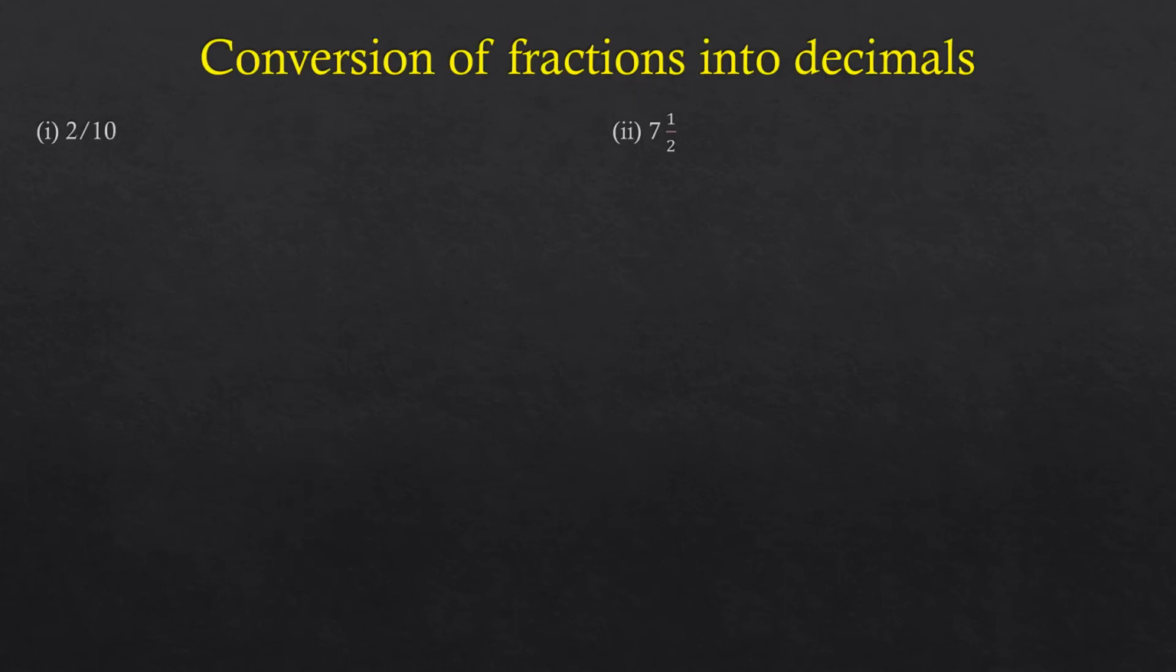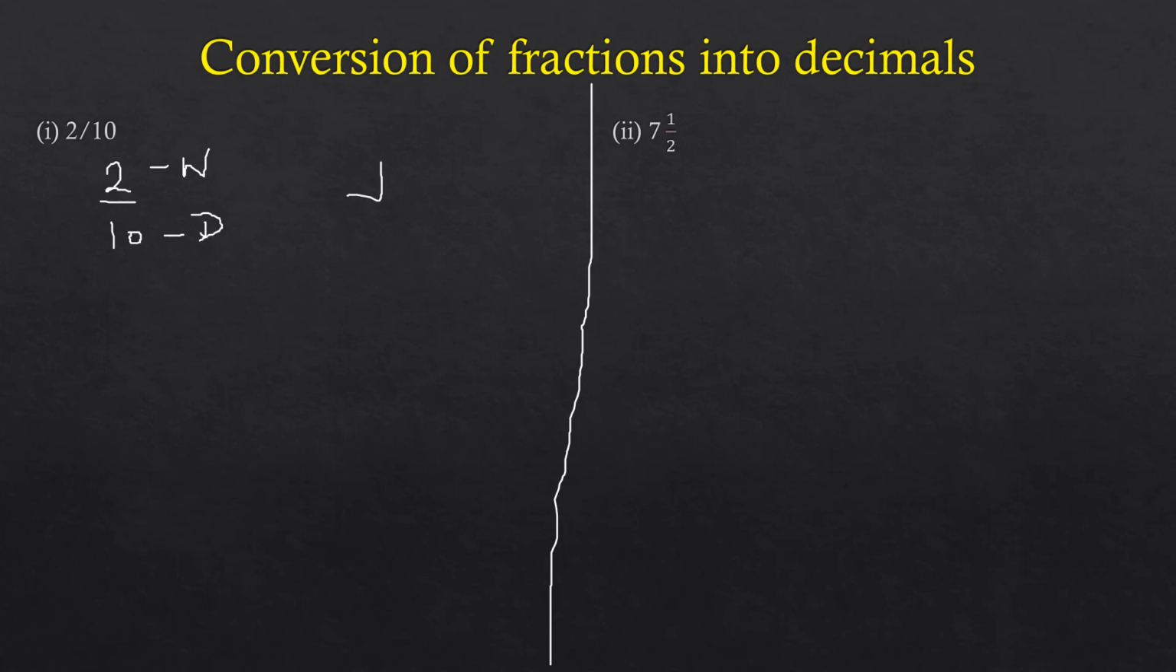Let's proceed. Now we have the conversion of fractions into decimals. We are given fractions and we have to convert these fractions into decimals. We have 2 by 10. Here this is the numerator and this is the denominator, and you know how to divide numerator by denominator. The numerator comes here and the denominator here, right? So we will divide. Numerator is 2, denominator is 10.